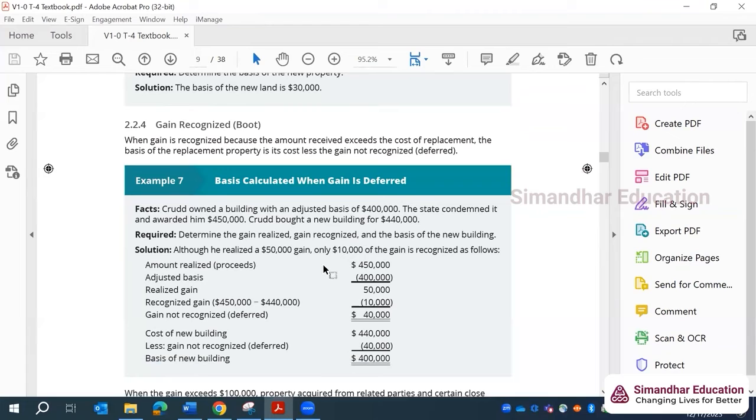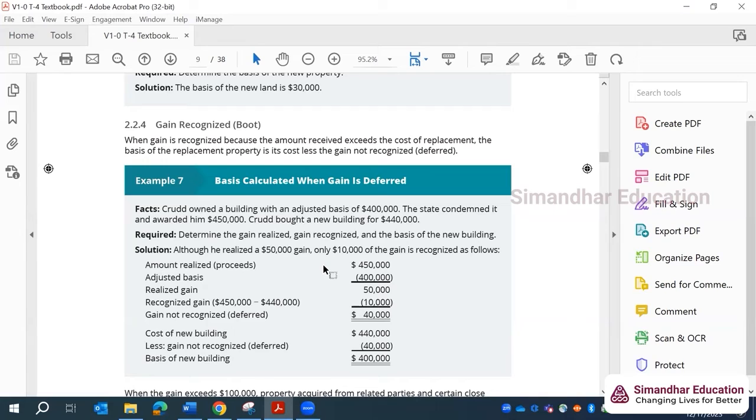Now, what is going to be CRUD's basis in the new building that he has purchased? He's purchased the building for $440,000. But what is the basis that we are going to record in the books? What is going to be my tax basis for this property? It is going to be $400,000, because I am going to defer the $40,000 of gain which I have reinvested in that property. So I am now bringing the property basis to $400,000. I'm lowering the basis.